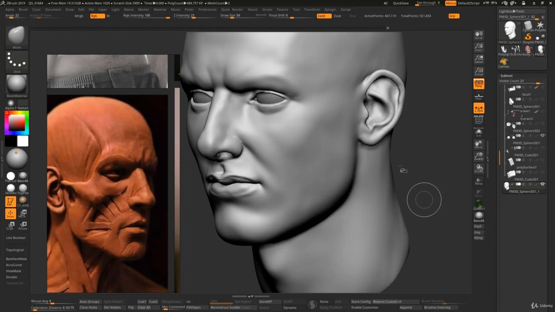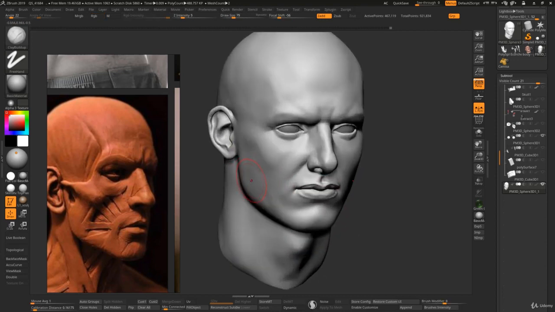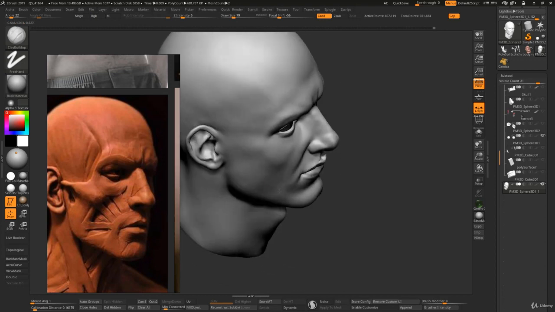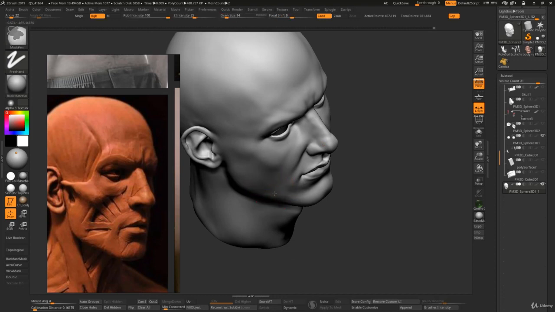Here we could bring even more volume, in a very subtle way, but more like this. So now at some angles we can better feel this change of planes, that we have this plane and also this region of the masseter.